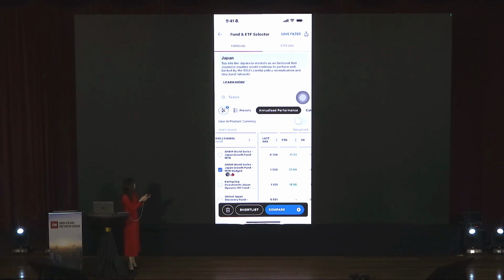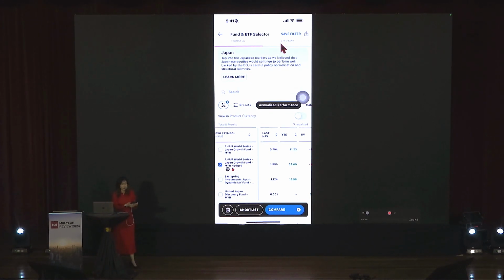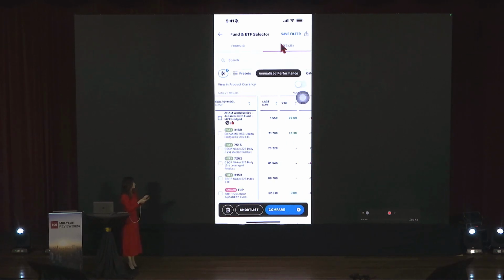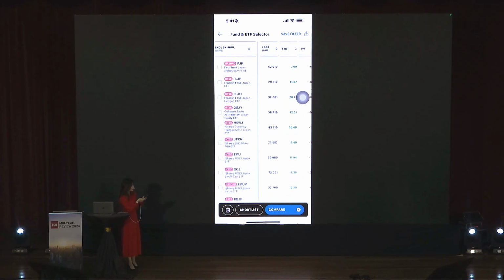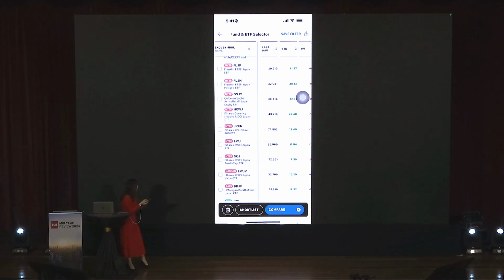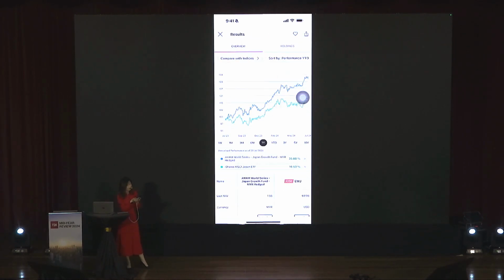I click on the top here, ETF. You can see an ETF switching tab. Click on ETF, then I can select the ETF that I want to compare with. Let's compare with the MSCI Japan ETF, which mirrors the MSCI index. After selecting the ETF and my fund to compare, click on the compare button down there.